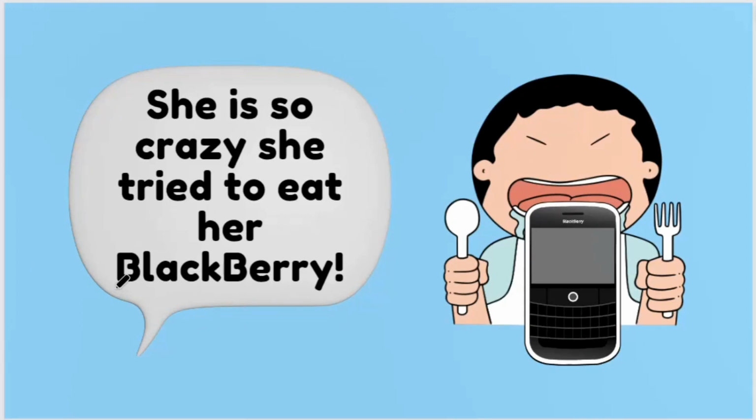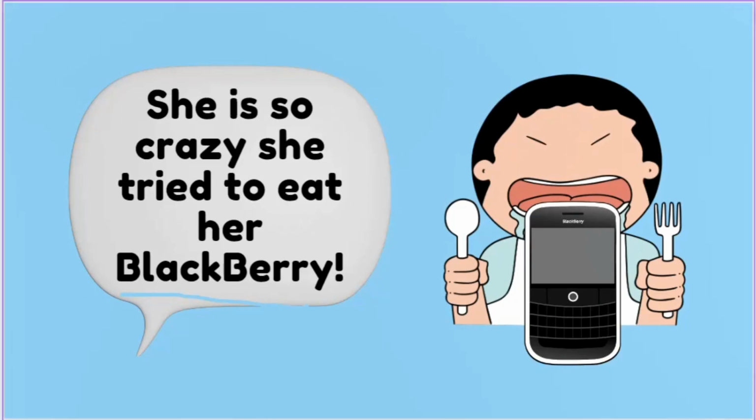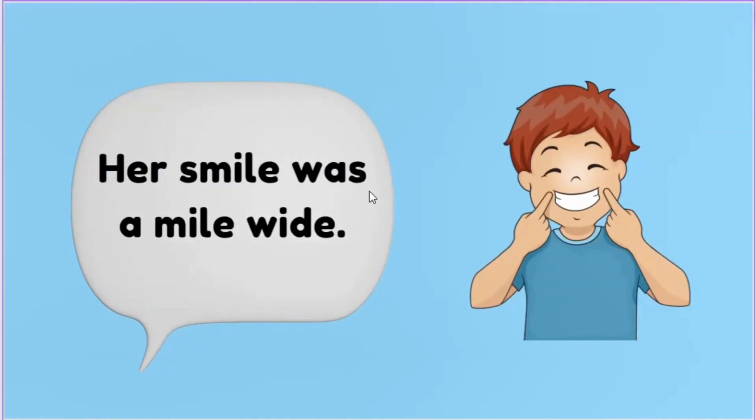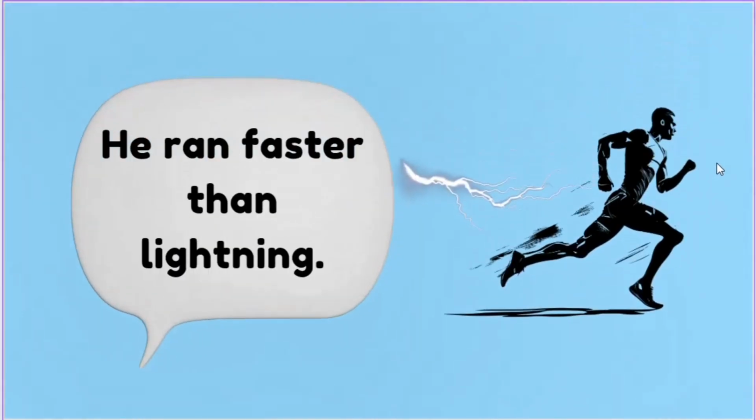Now we all know that BlackBerry is a mobile name, so we are just exaggerating that she's so crazy that she tried to eat her BlackBerry. That is just not possible because it's a phone, not actual berries, right? Next one is, her smile was a mile wide. It's not possible, exaggeration, but we can use this.